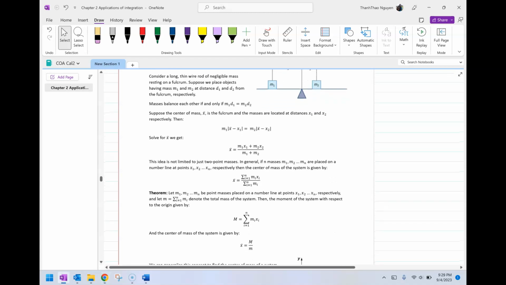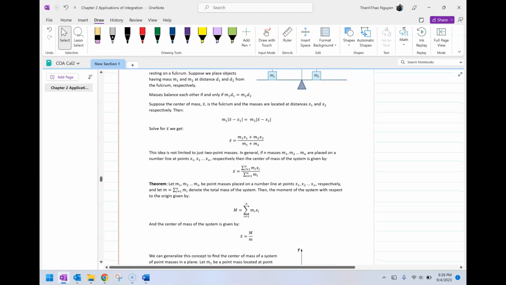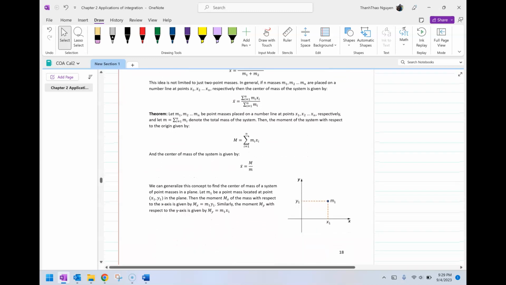Let m1, m2, to m sub n be point masses placed on a number line at points x1, x2 to xn respectively, and let m equal the sum of the masses, the total mass of the system. Then the moment of the system with respect to the origin is given by capital M equal to the total of m times the distance. And the center of mass is given by capital M divided by small m.